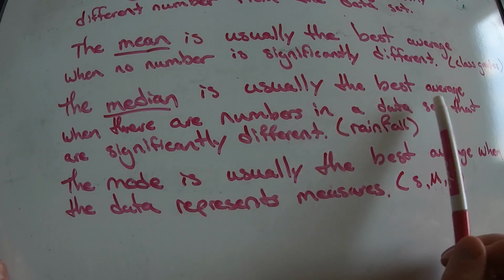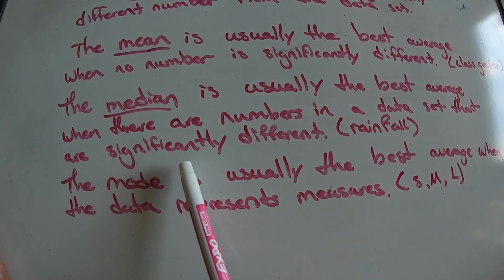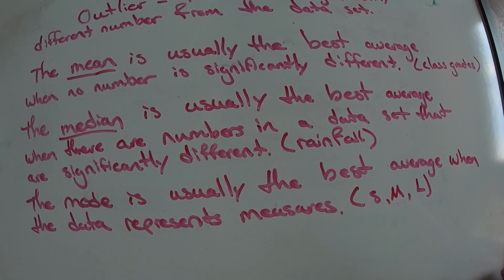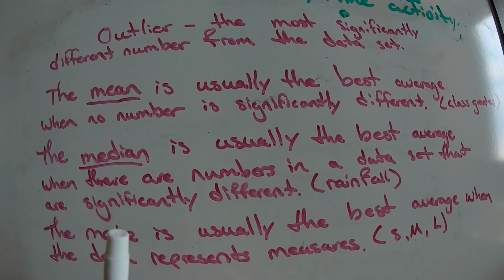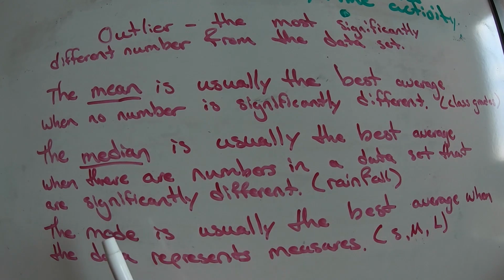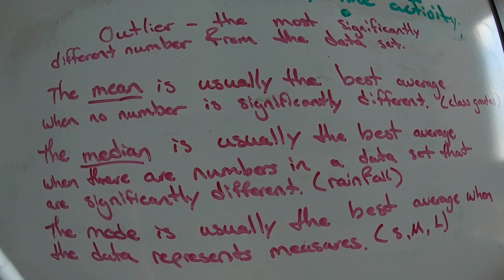Whereas the median is usually the best average where there are numbers in a data set that are significantly different. My example here is rainfall. If you're going to measure the rainfall in Calgary for the month of April, there's going to be some significant differences. There might be some days where it rains, I don't know, upwards of say 50 millimeters. And then there's probably going to be half the month where there's no rainfall. So in this case, you'd want to use median to find that middle number.